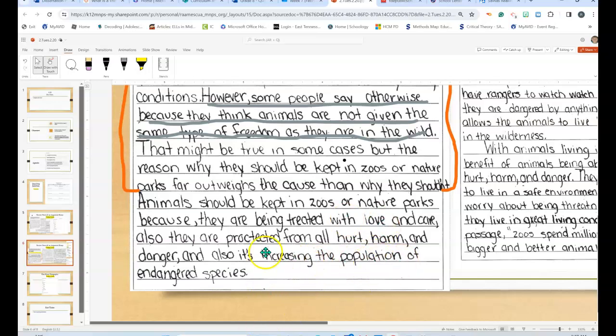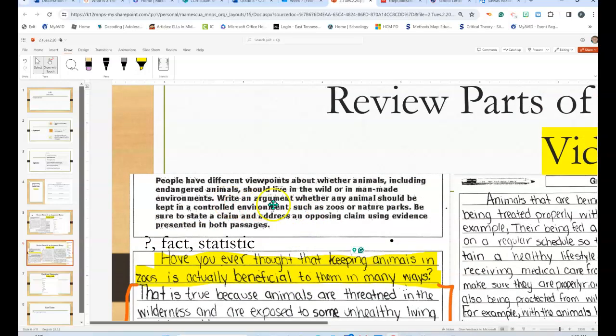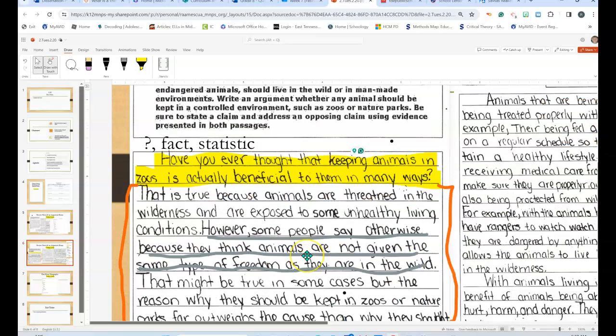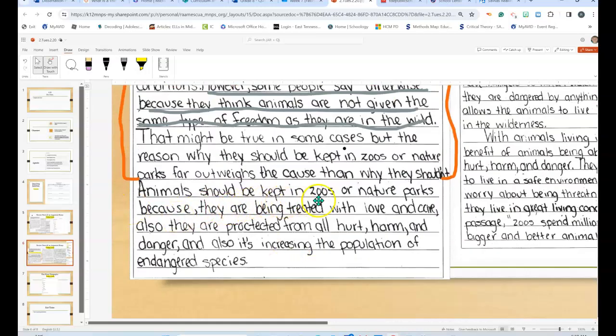So they gave numerous reasons. They said, yes or no. They took a yes. Remember, they asked, write an argument whether the animal should be kept in a controlled environment. Animals should be kept in zoos. So they said yes. So this is our claim. So we are going to mark it with green. You can either underline it, I'm just going to bracket it. But this is your claim. This is what they are arguing.